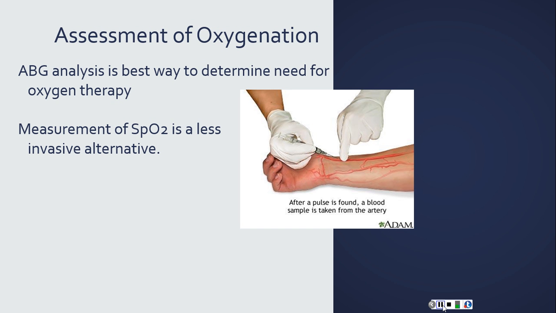And then SpO2 is going to be your pulse ox. When you walk in the room and put a pulse ox on the patient, you're evaluating the SpO2. What's our normal SpO2? 95 to 100%. Are there any alterations to that?